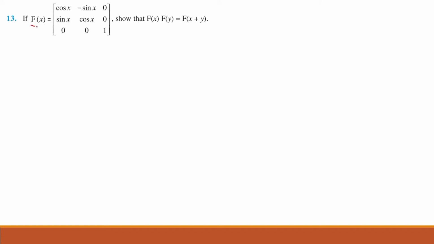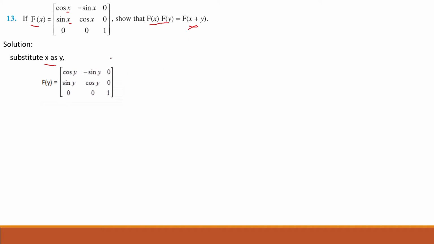In the 13th problem, we are given f of x as a trigonometric function, and we have to show that f of x into f of y is equal to f of x plus y. Now here we are given the function of x, so first we will find the function of y. We have to just substitute y in terms of x. So f of y becomes cos y, minus sin y, and cos y respectively.